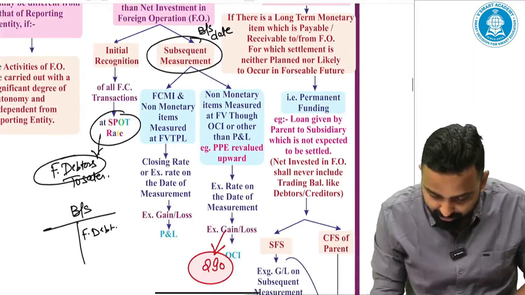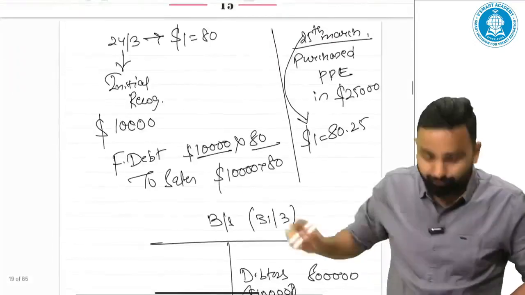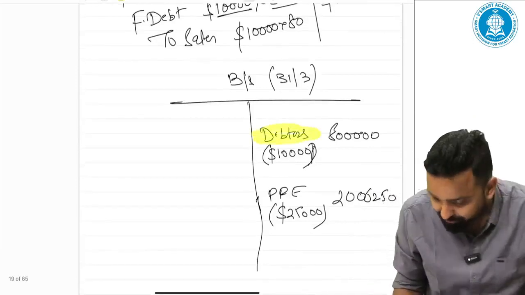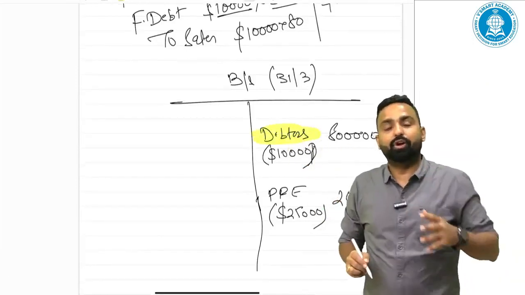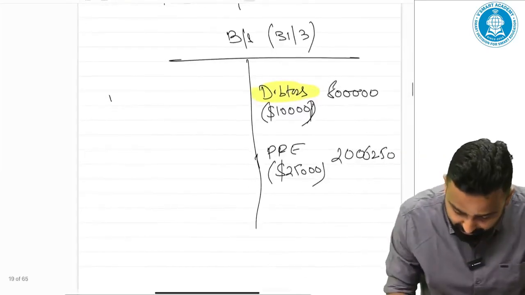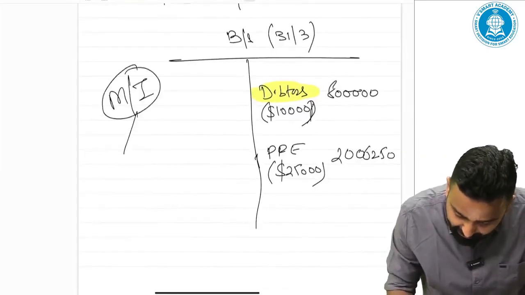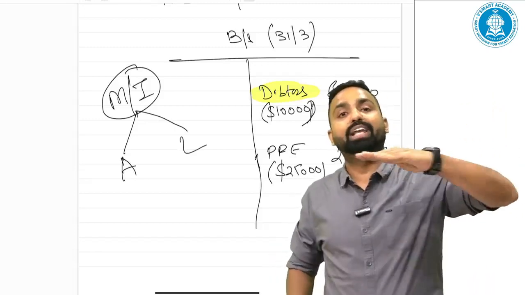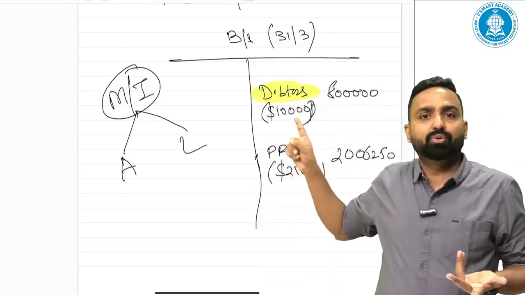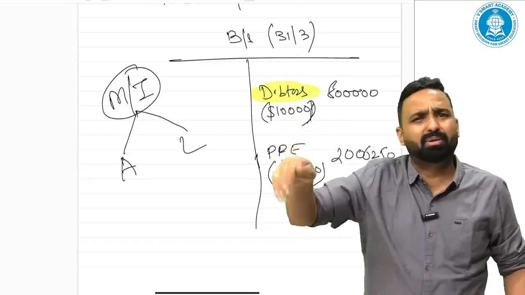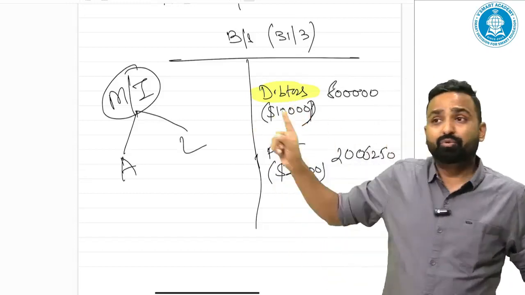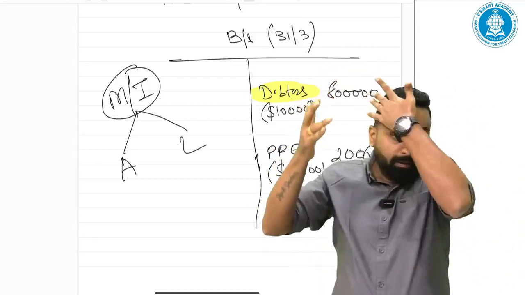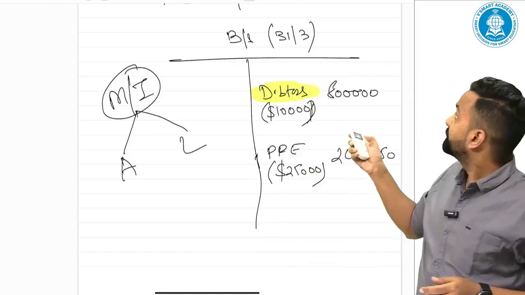Now, what is a foreign currency monetary item? Foreign currency monetary item is basically known as debtor. See, a monetary item can be an asset or liability. Monetary item means any asset or liability whose value is fixed. Debtor has a fixed value. I'll get the $10,000 after 1 month or 2 months, depending on the credit period. Once the credit period is over, I will get $10,000 only. So $10,000 is the fixed amount I will get from my debtors.